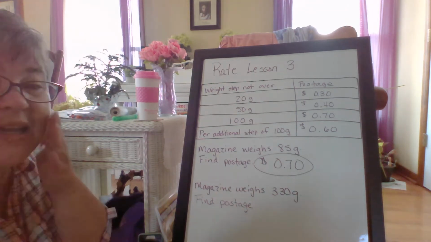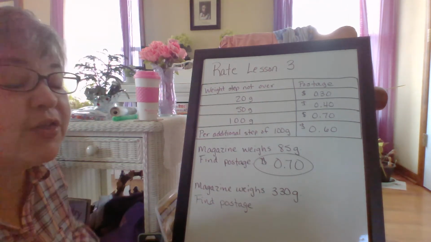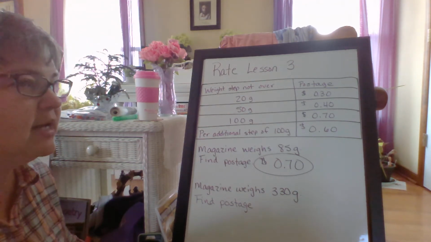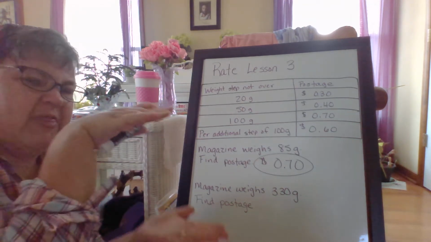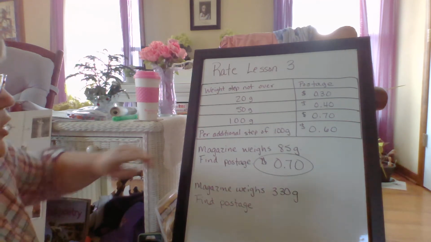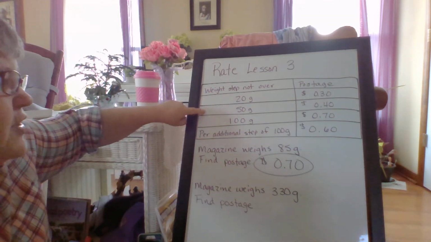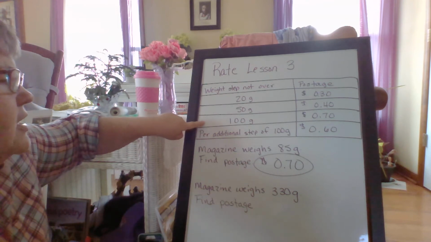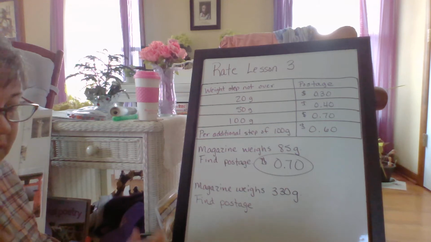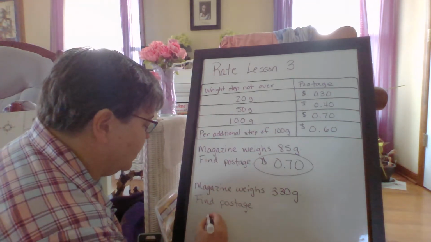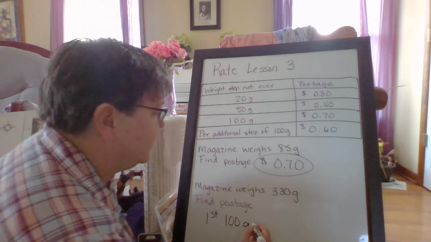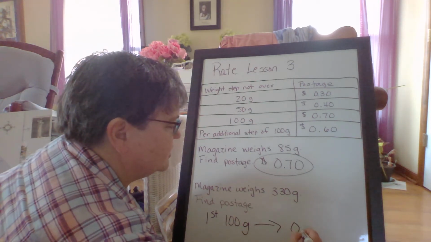All right, what if we had a magazine that's weighing 330 grams? We've taken a big jump. This is not just one magazine, it's like thick. All right, so we have to find the postage. So weights, it's over 20, it's over 50, it's over 100 grams. So we know we're going to pay 70 cents because it's over 100. So the first 100, right? The first 100 grams, can you see that? Yeah, is going to cost us 70 cents.